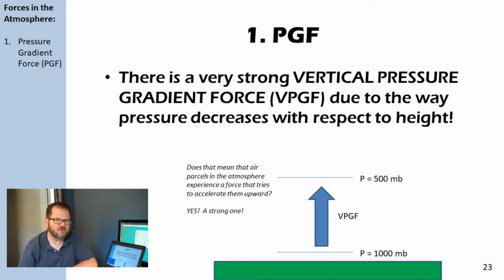Does that mean that we have a vertical pressure gradient force? Absolutely. In fact, it's huge. The vertical pressure gradient force describes the way in which pressure decreases with respect to height. I'm holding an air parcel right here, a volume of air in my hand. Is there a force acting on this air parcel pulling it towards the lower pressure above me? Yes, it is. It's actually a really, really strong force.